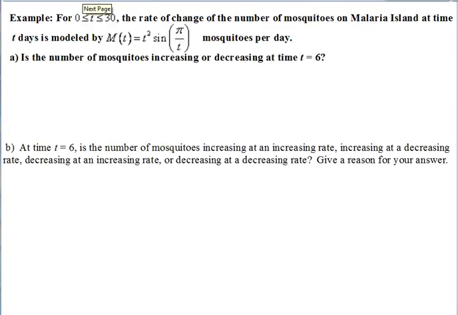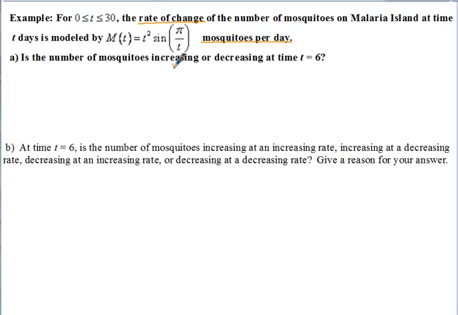Okay, let's take a look at another example. This one's a little bit different. It says for time between 0 and 30, the rate of change, in other words the derivative, of the number of mosquitoes on malaria island at time t days is modeled by this function in mosquitoes per day. But this says in part A, is the number of mosquitoes increasing or decreasing at time 6?